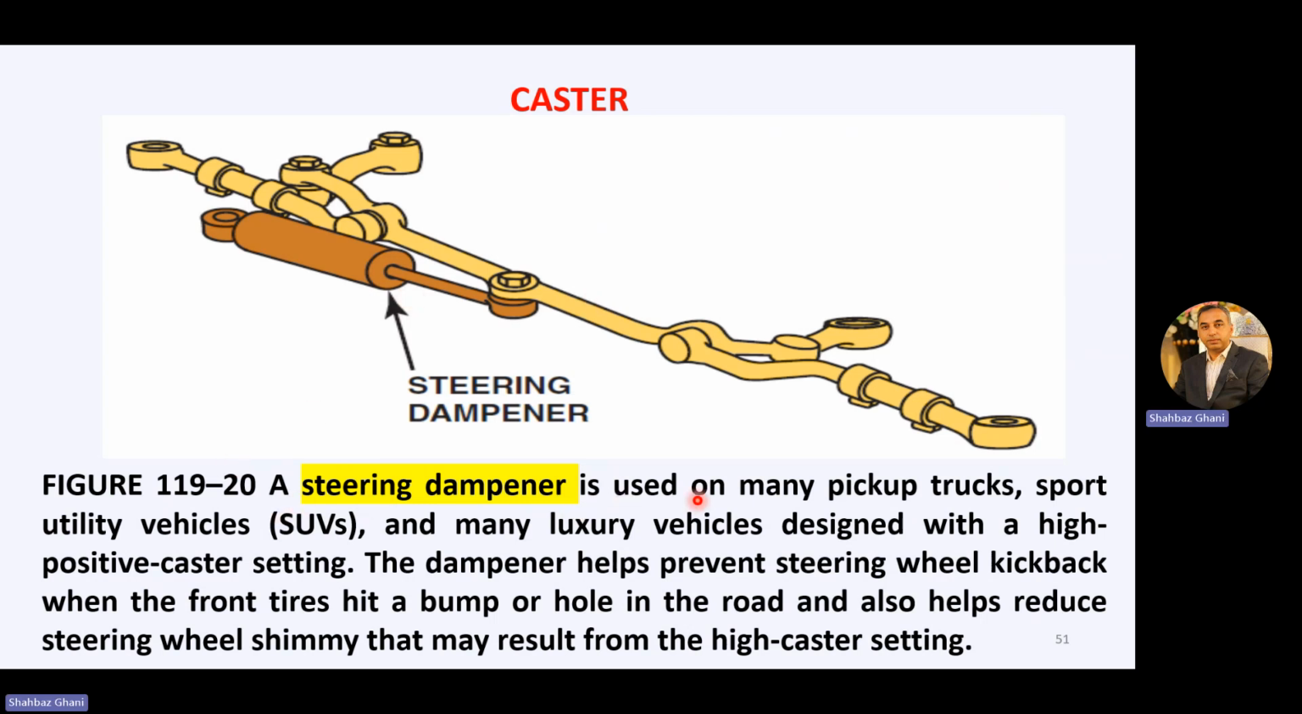Steering dampener is used on many pickups, trucks, sports utility vehicles, SUVs, and many luxury vehicle designs with a high positive caster setting. The dampeners help prevent steering wheel kickbacks when the front tires hit a bump or hole in the road and also help reduce steering wheel shimmy that may result from a high caster setting. So we use this steering dampener.